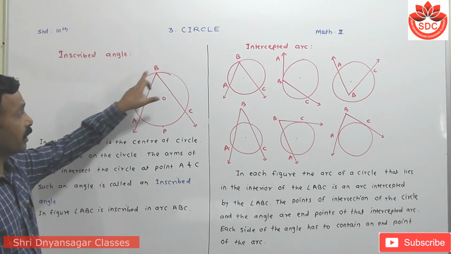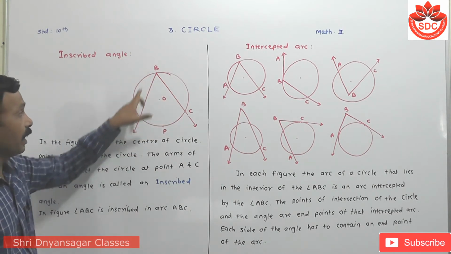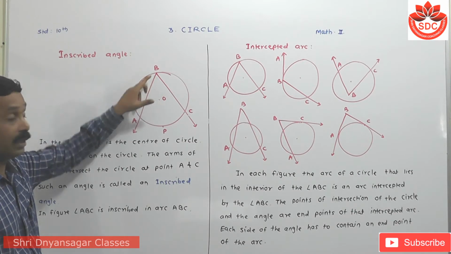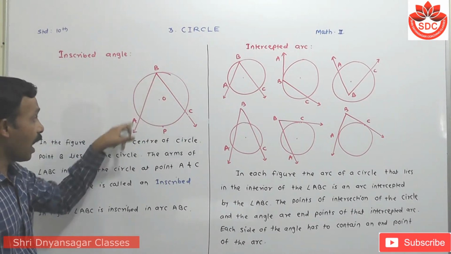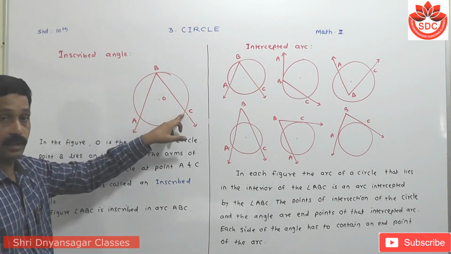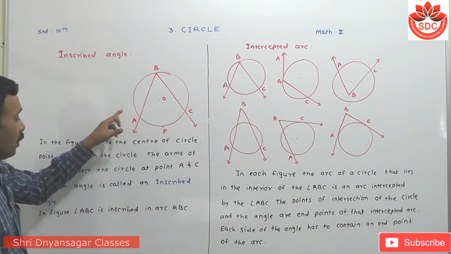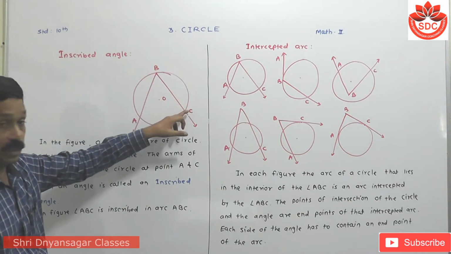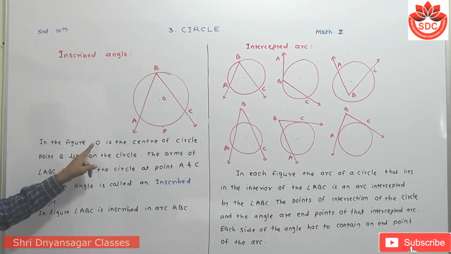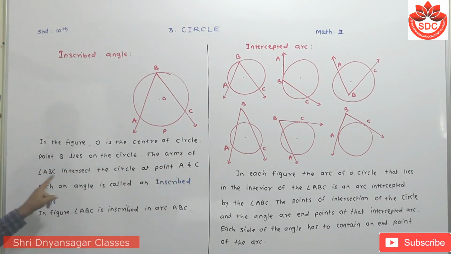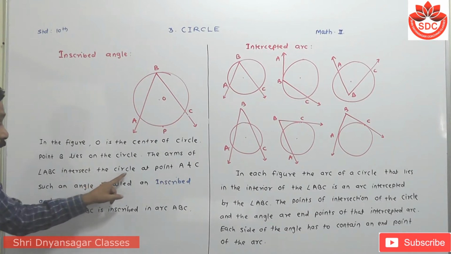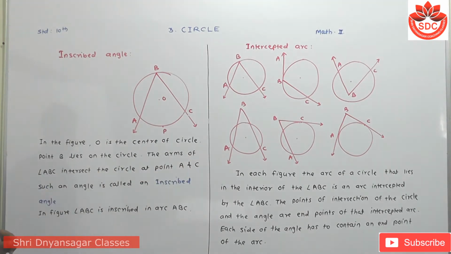Now look at this figure. Suppose that this is the circle with center O. This angle ABC, the vertex of this angle, B, lies on the circle, and these arms intersect the circle in any 2 points. This is the end point of that arc, so that this angle is inscribed in the arc ABC. So the definition in this figure: O is the center of a circle, point B lies on the circle, the arms of angle ABC intersect the circle at points A and C. Such an angle is called an inscribed angle.